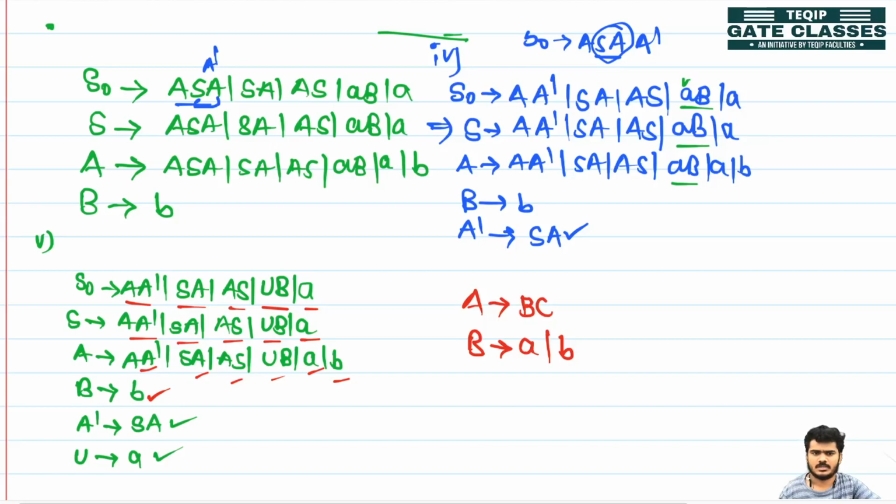This production contains two non-terminals. That is okay, and finally U is producing one terminal. That is also okay. Okay, so this is the example. We have seen how we can convert the given CFG into a CNF.